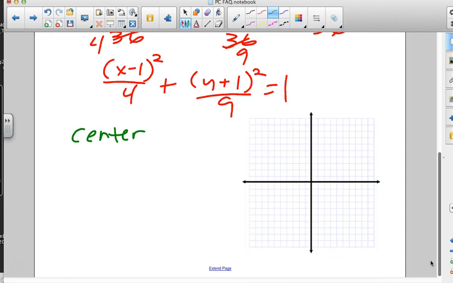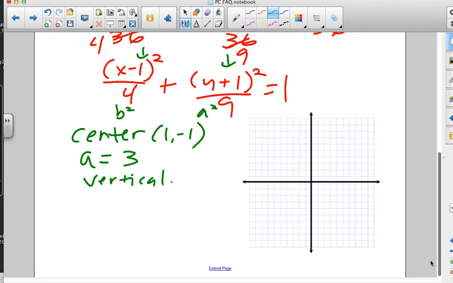We know where the new center is because it is h and k. So that's going to be at 1, -1. We know that a, in this case, is 3. With ellipses, a is always the larger value. So if a squared is 9, that means that a is 3, and that makes this a vertical ellipse. All right, so let's get started. We've got a center at 1, -1. And we know that this is vertical, and it's going to go up and down 3 from there.